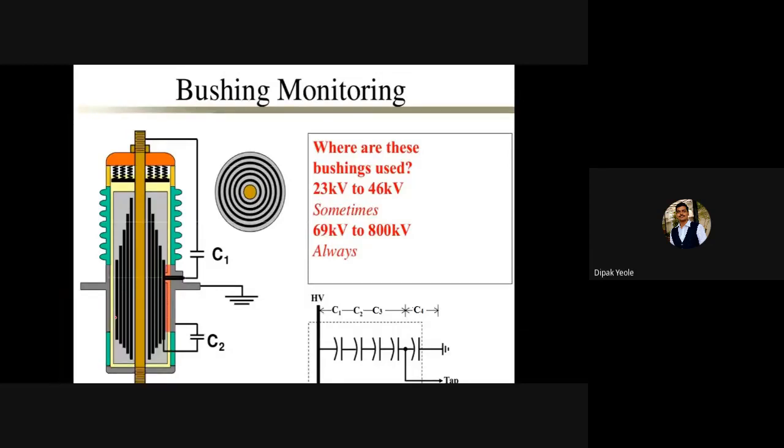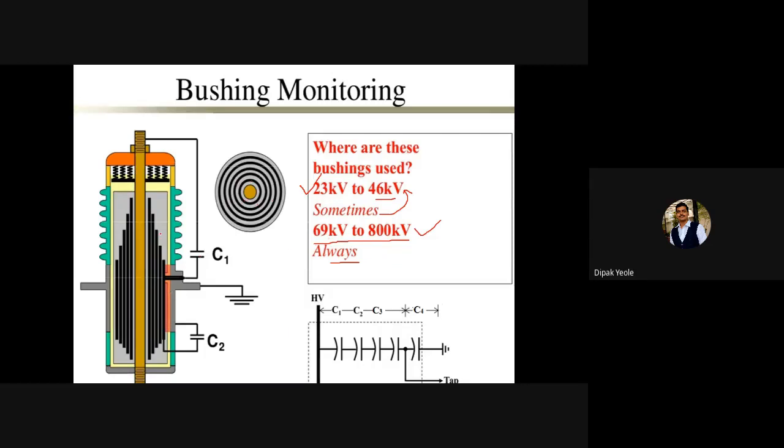So we have to give the strength of our conductor. So we are using the bushing for our transformer. Sometimes beyond this, from 46 kilovolt, 69 kilovolt to 800 kilovolt, we always have to use the bushing. Sometimes, if there is no bushing available, you can consider alternatives. But for this range of voltage, you have to use the bushing compulsorily. Here is a side view, and here is a top view of the particular bushing.